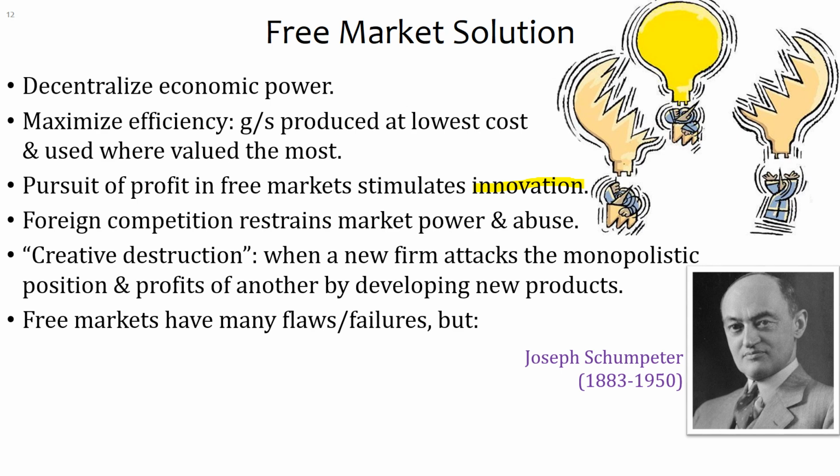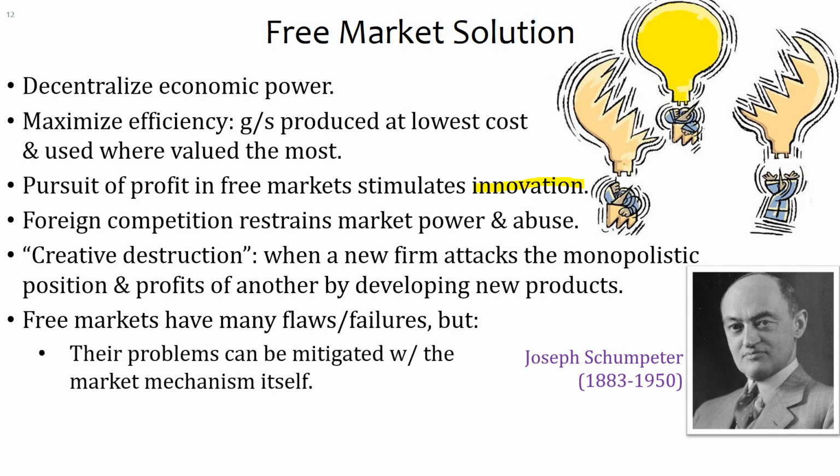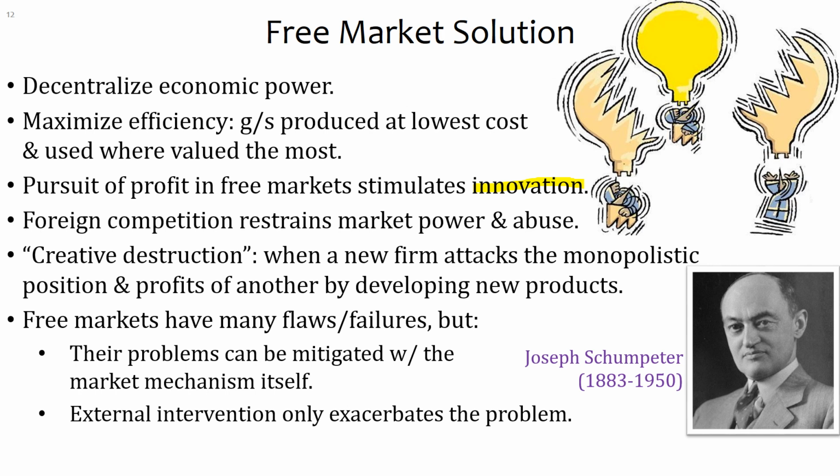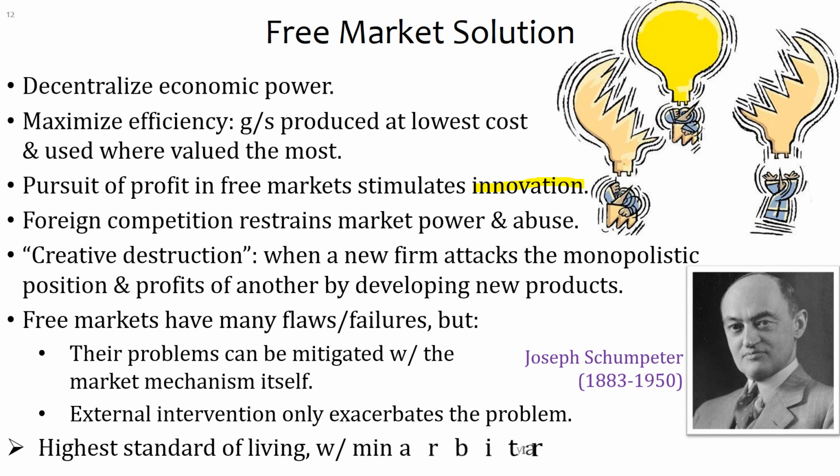So market power has many flaws and failures. We already saw that. There is no argument there, but their problems can be mitigated with the market mechanism itself, right? So the market provides us with the basic baseline to solve its own problems. External intervention only exacerbates the problem, okay? So the highest standard of living with minimum arbitrary advantages, which means minimum discrimination, can be achieved through the market process because of competition.